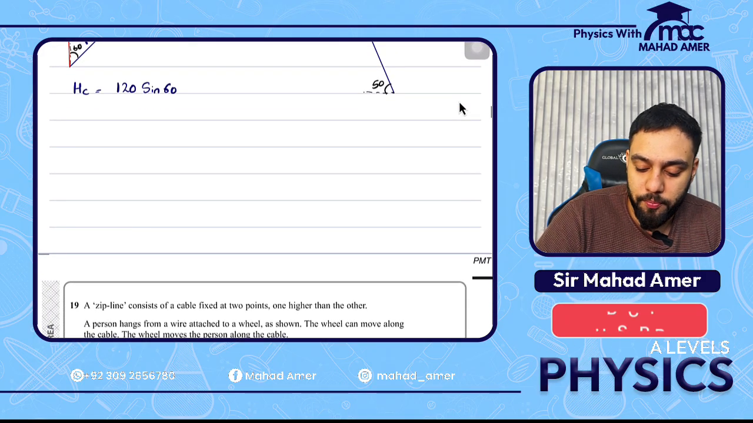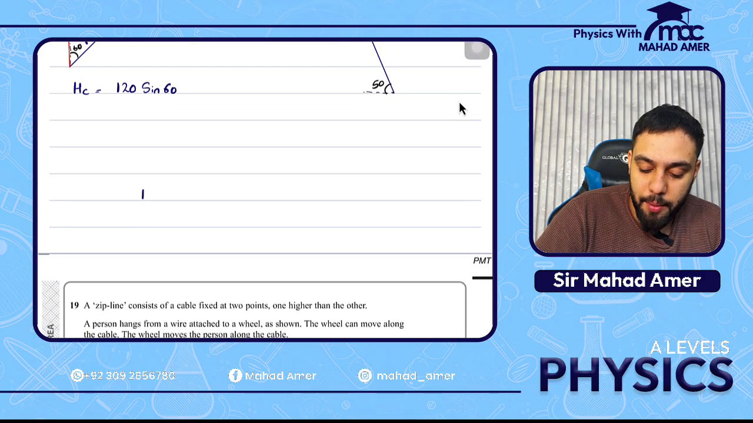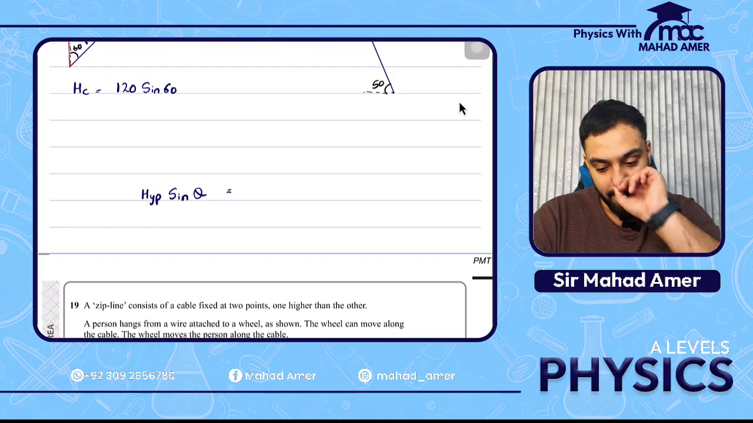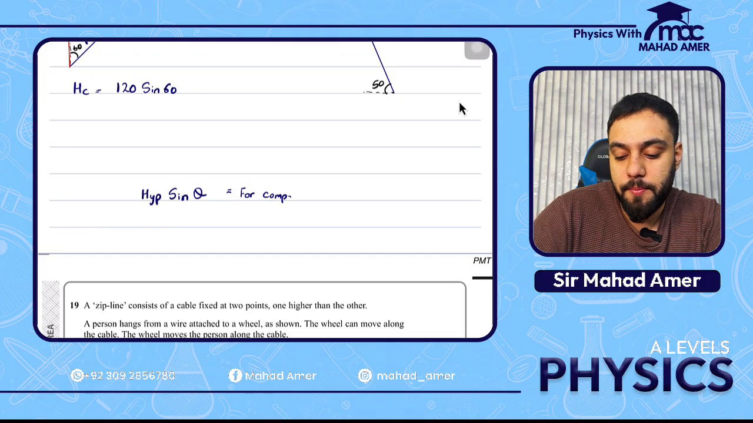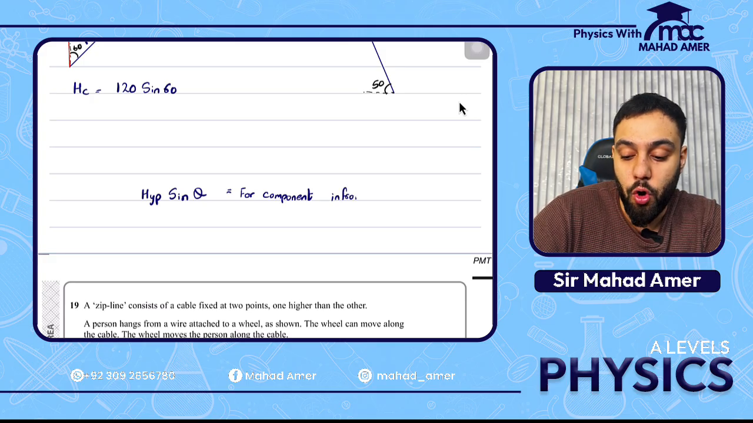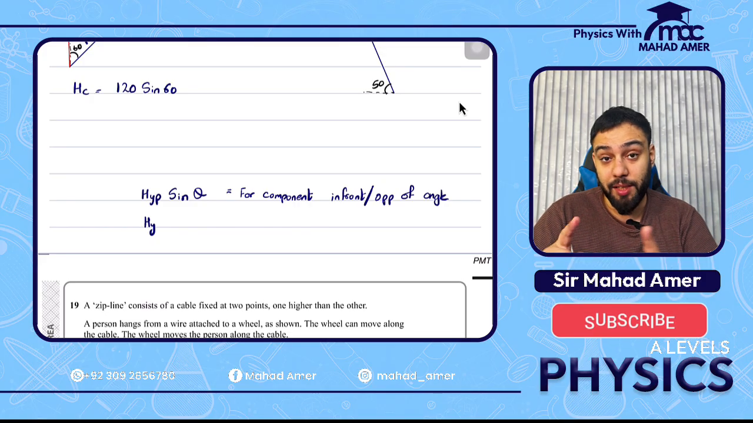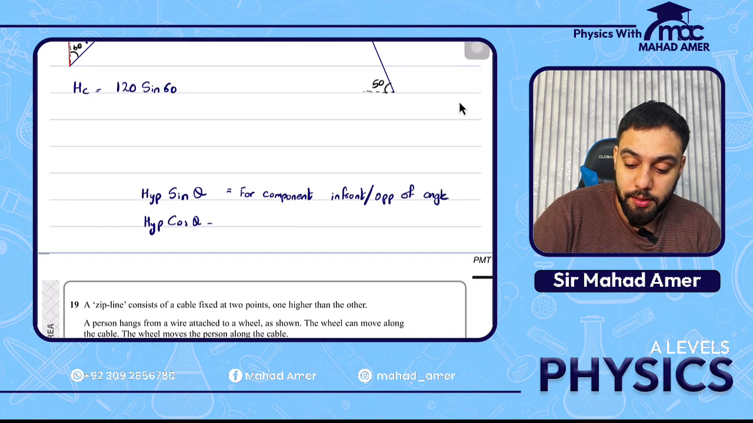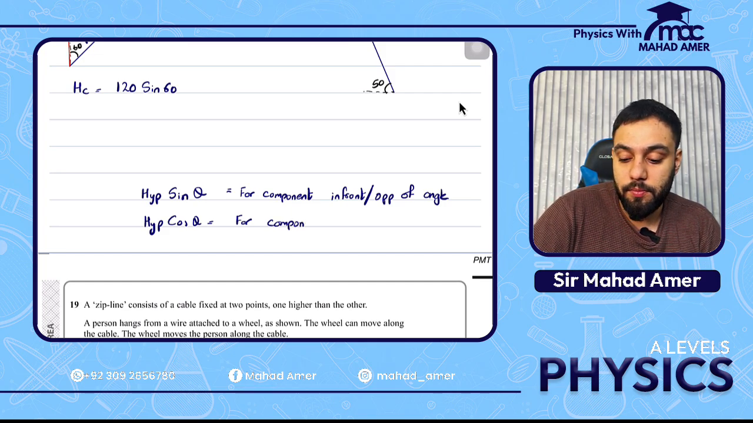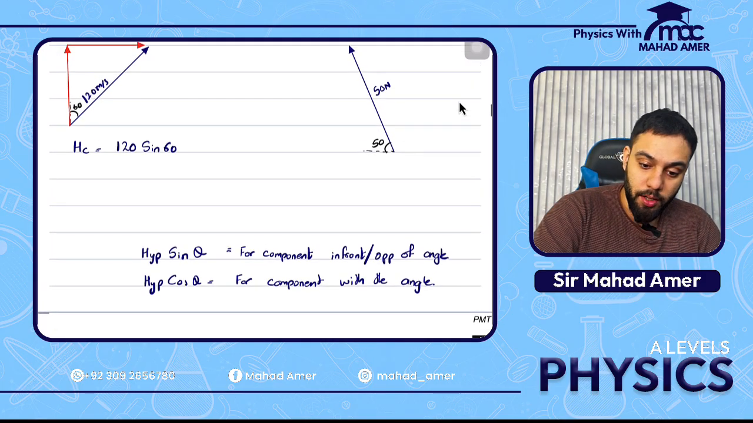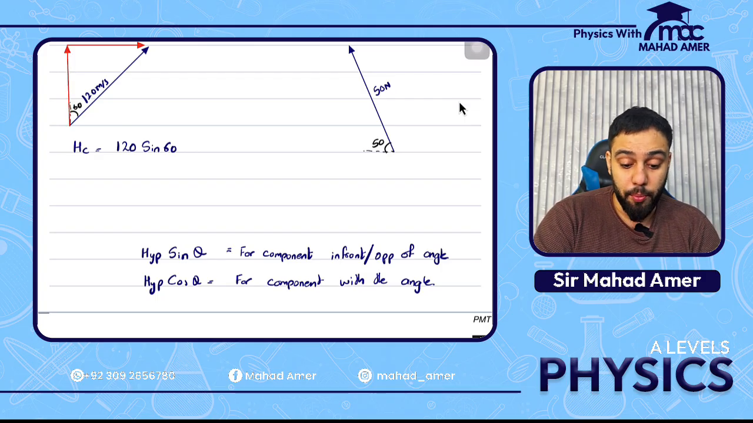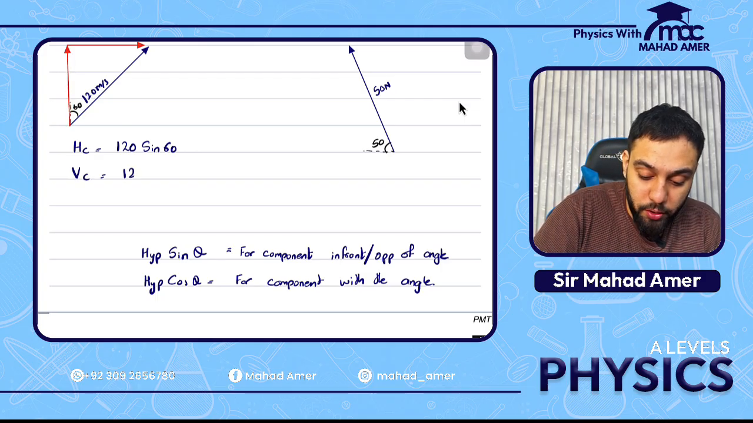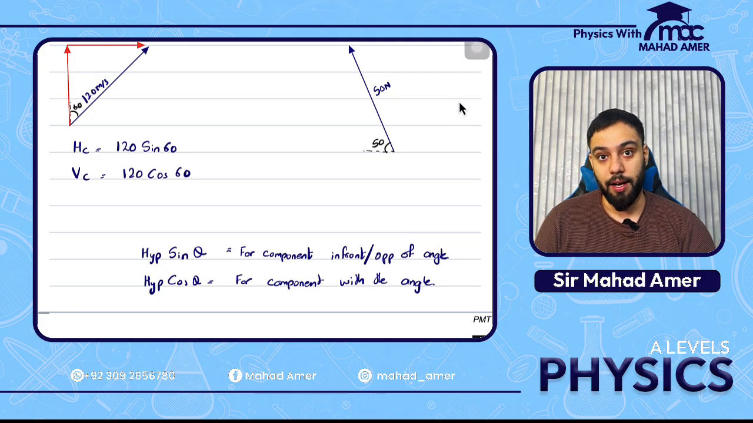So a final form, we can use hypotenuse sine angle. This is a general way to write hypotenuse sine angle for the component in front of the angle, or you can say opposite of the angle. This is just a general way to remember it. Then this HIP is hypotenuse. Hypotenuse cos theta is for the component with the angle. Now I'm going to be putting this into practice. Since I need the vertical component now, and the vertical component is with the angle, it will be equal to hypotenuse cos, and the angle is 60. I hope this makes sense.